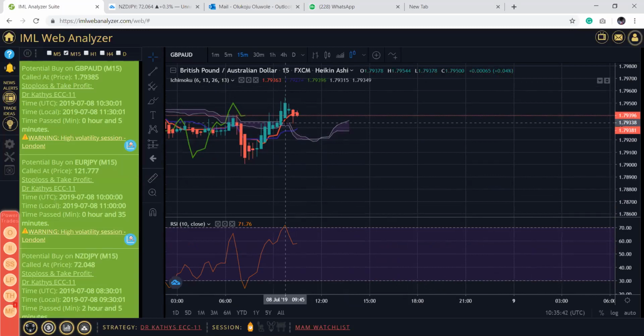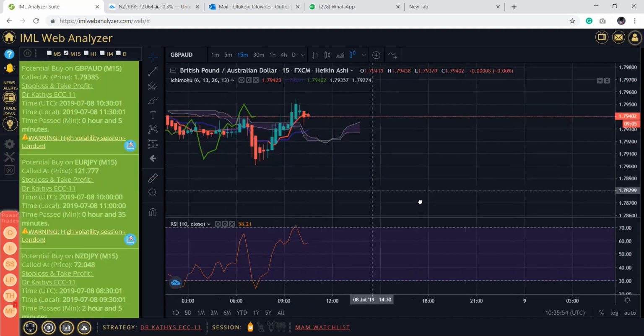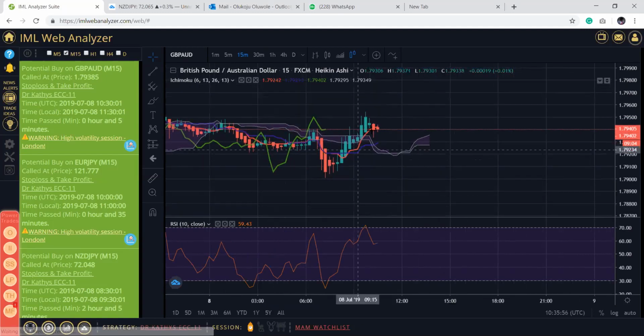So on 15 minutes, even at a glance, that is the good thing about this new strategy that I'm just teaching you. I just discovered. Even at a glance, you will know whether to take the trade or not. You can see your red line. The candles are already getting below. This is like an exit zone. I told you when to exit the trade.